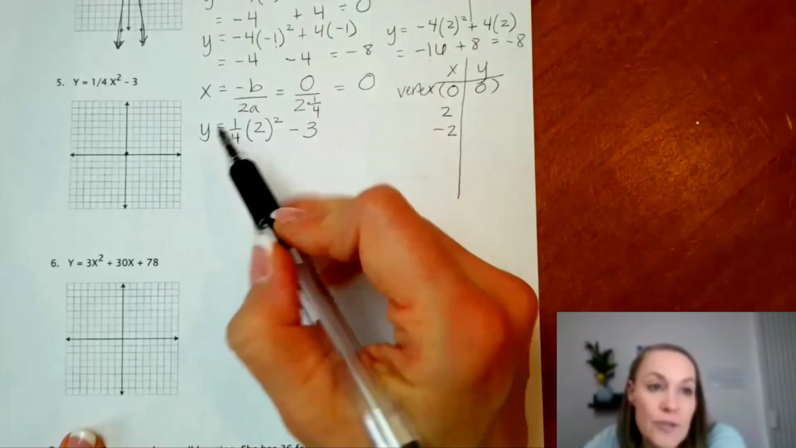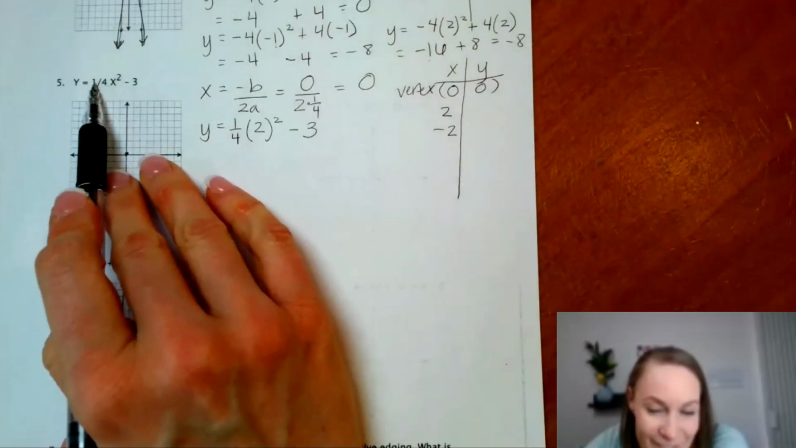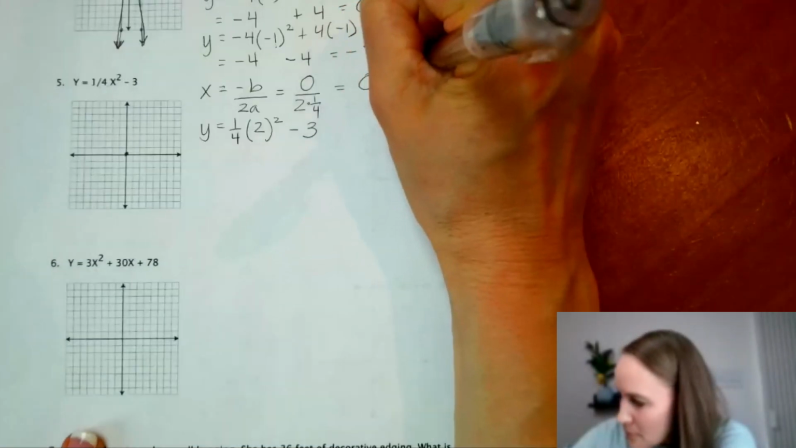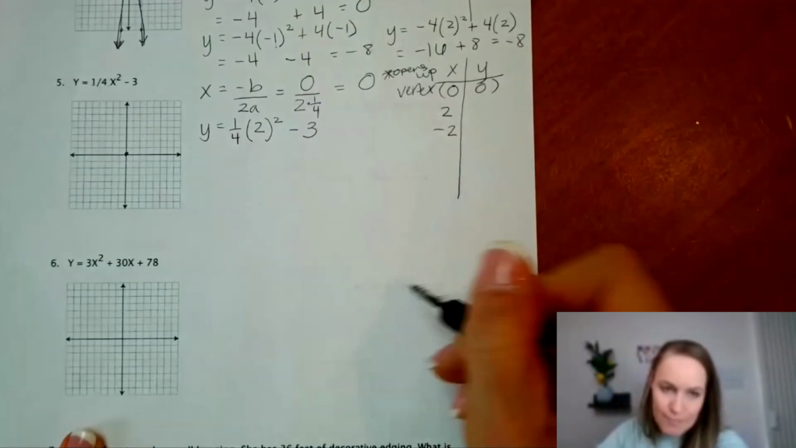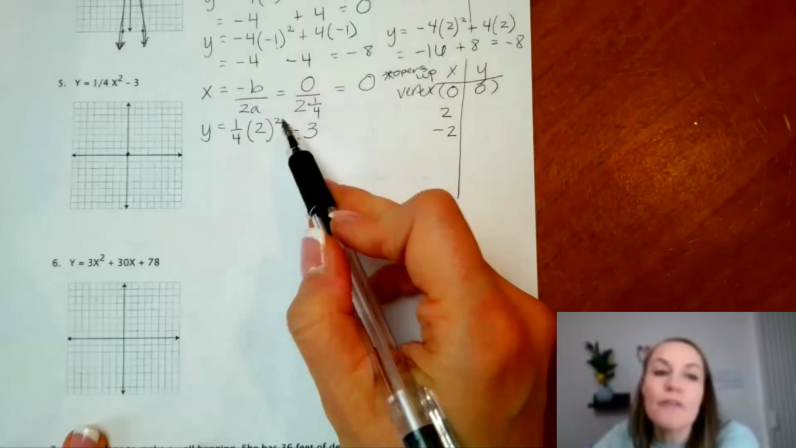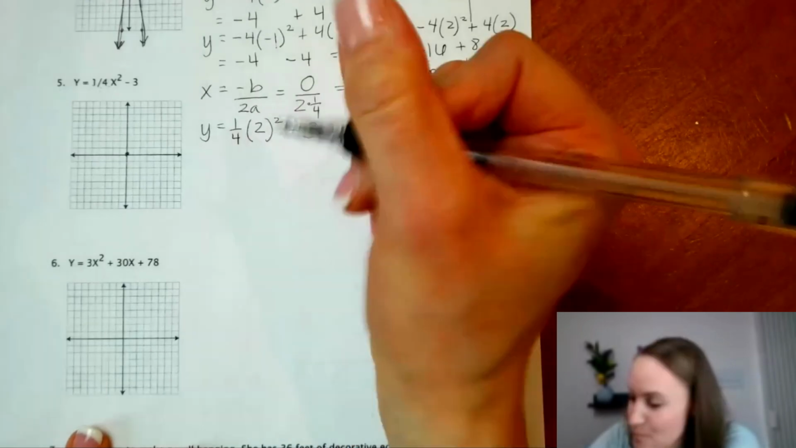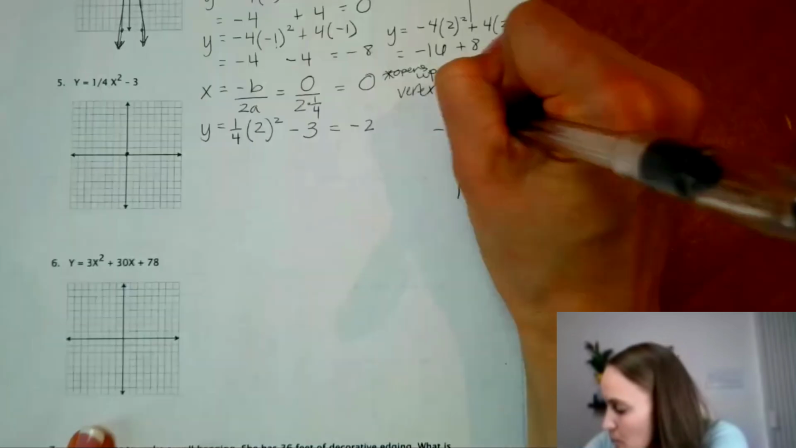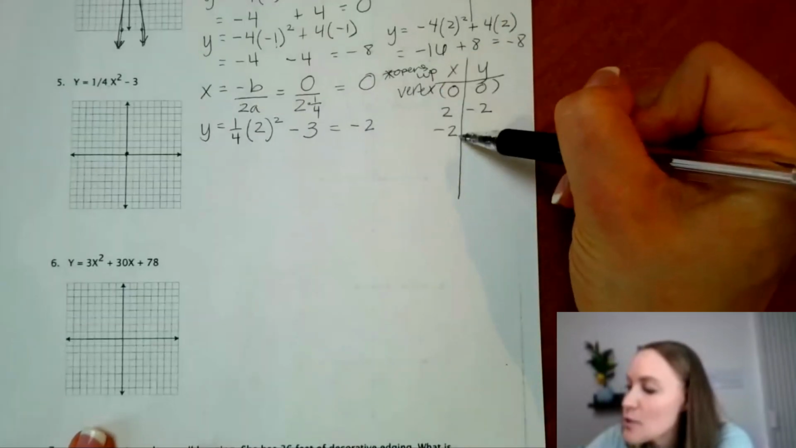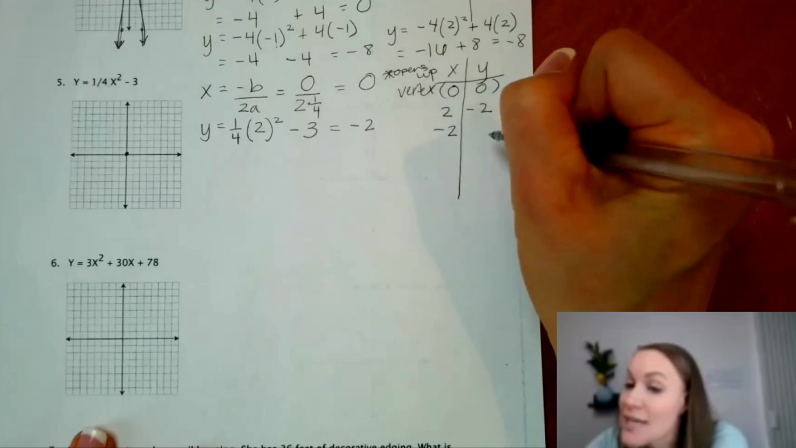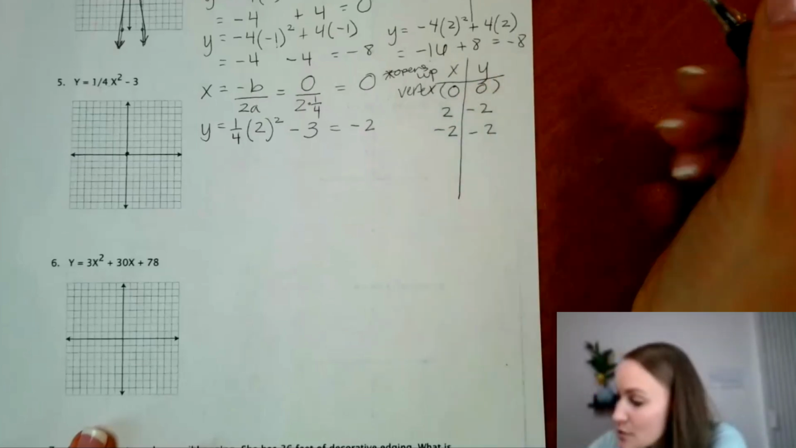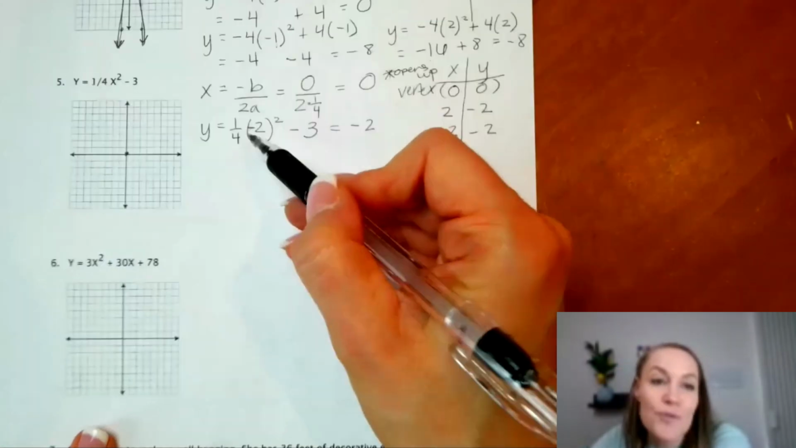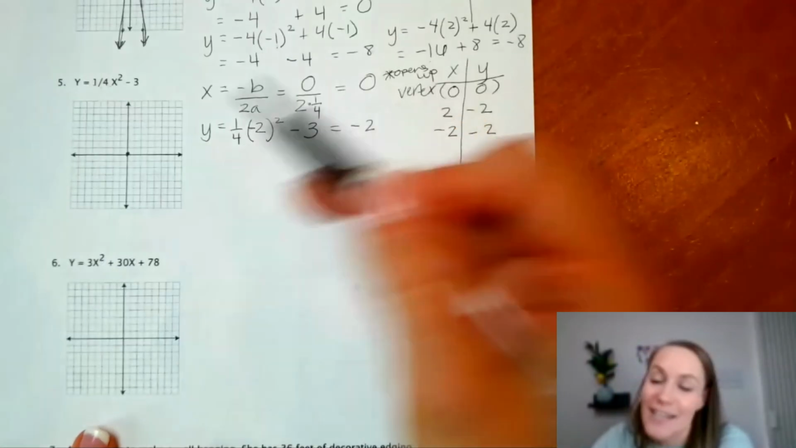Oh, we didn't do the opens up or down. So it's positive, so it opens up. Make myself just a little note. 2 squared is 4. 4 divided by 4 is 1. 1 minus 3 equals negative 2. Okay, and this is equidistant from the vertex. I can just write down negative 2. You can also do the exercise of plugging in negative 2, but again, negative 2 squared is positive 4. Again, nothing is changing.